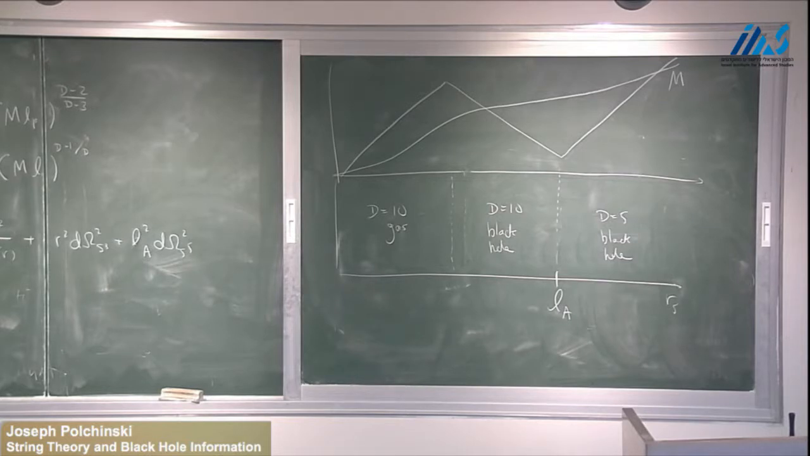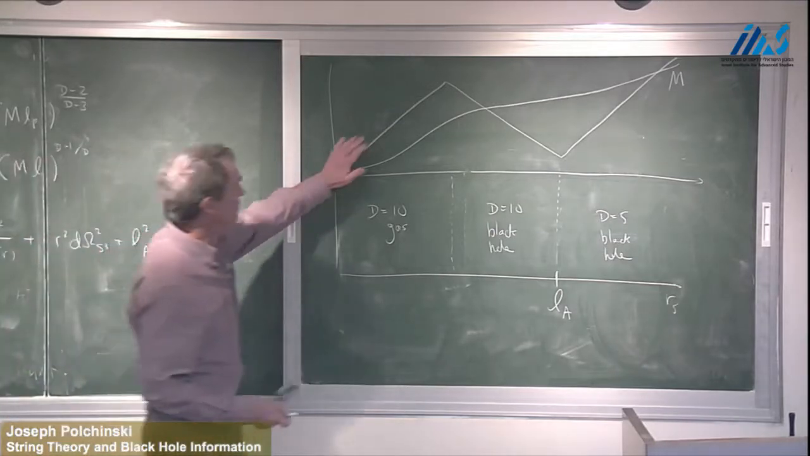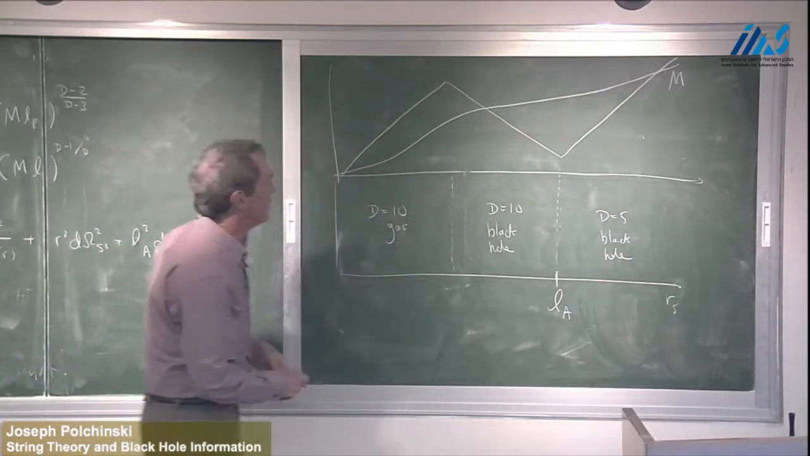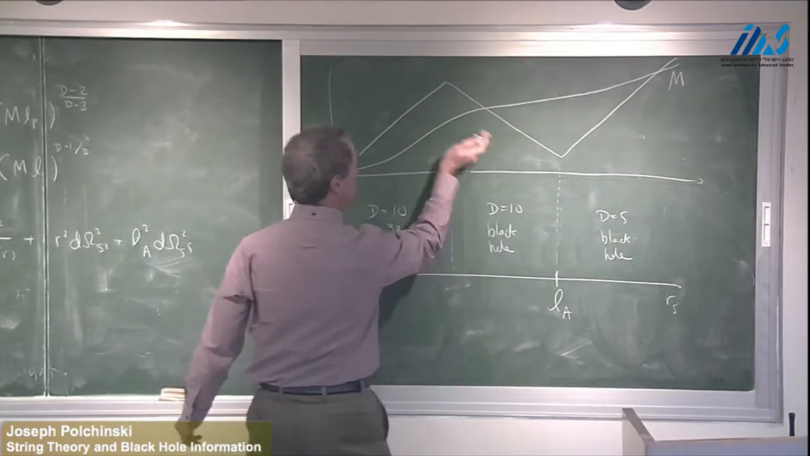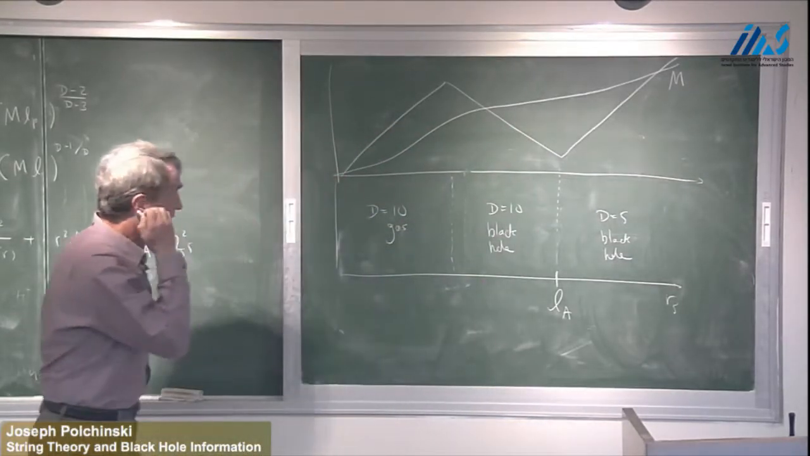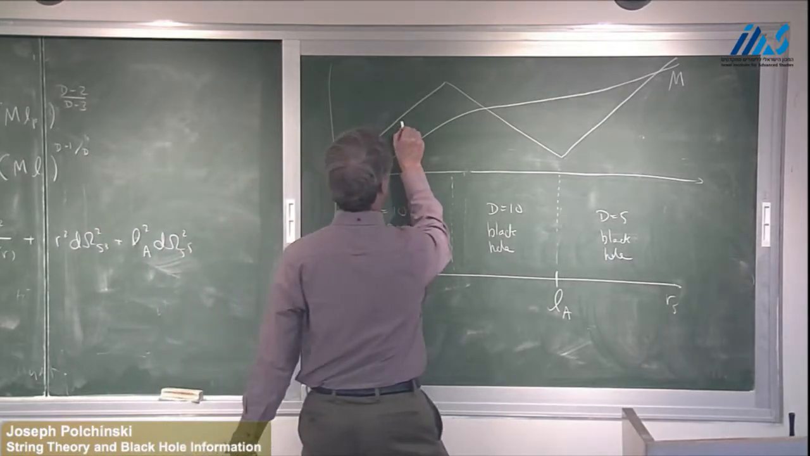if you put the system in equilibrium with a bath, then this construction means that the middle phase is unstable, and the 10-dimensional black hole will decay either to the gas or to the 5-dimensional black hole, or some kind of Maxwell construction.